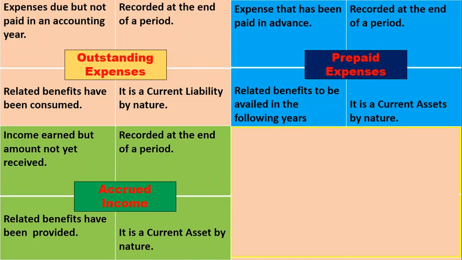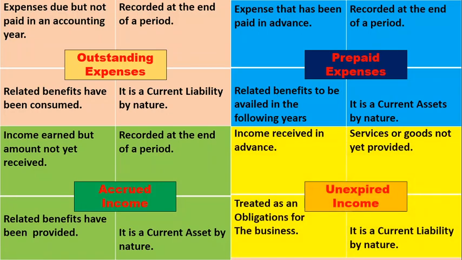Now it's not an income. Why not? Because it is not earned yet. No services have been availed, so it's not earned. So we can say that when the services are availed, the income is earned. Now this income, if it is earned but not yet received, then it becomes accrued income. This also is recorded at the end of the year. Related benefits have been provided, but the money is not received, so it is your current asset.